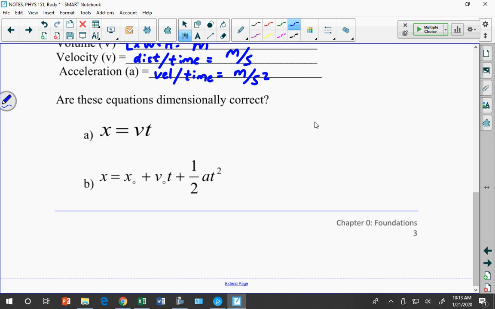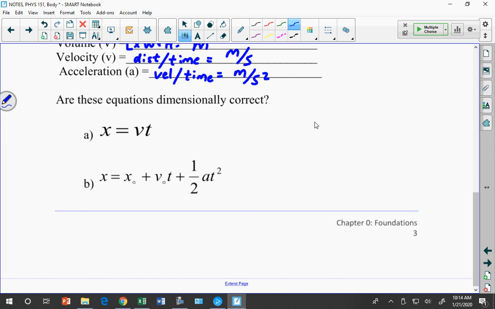And the way that I do that is I ask the question, do the dimensions on this side match the dimensions on the opposite side? So I know that this is x. It's a measurement for distance, which is going to be in meters. This is velocity, meters per second. This is time, seconds. Do the dimensions on this side of the equation match the dimensions on this side of the equation? Don't answer that. Let's write it out first.